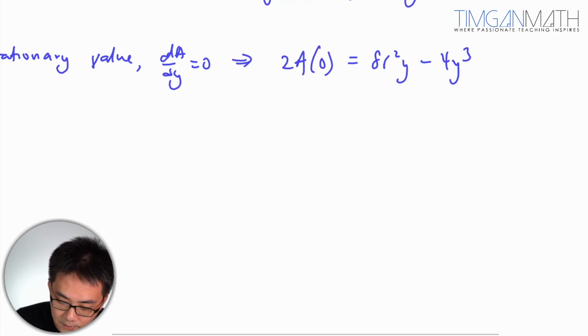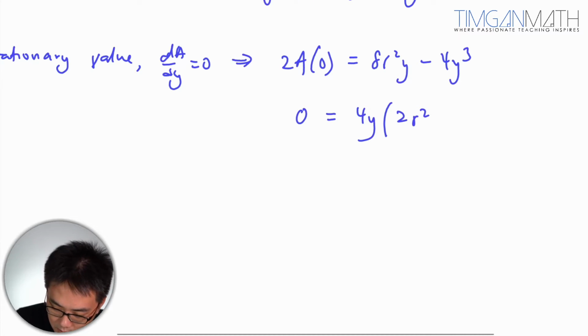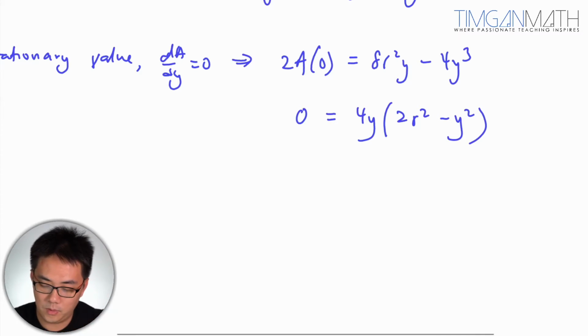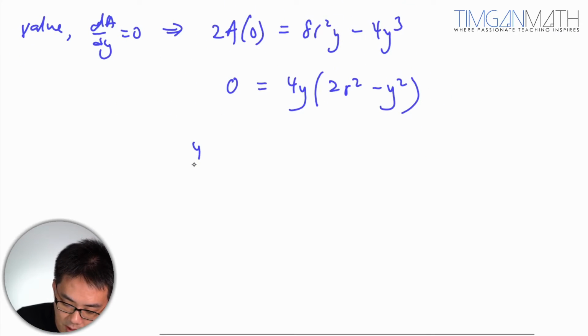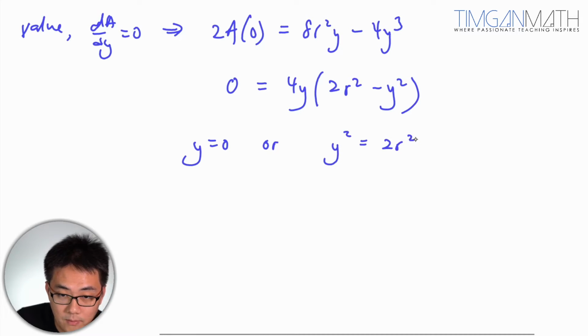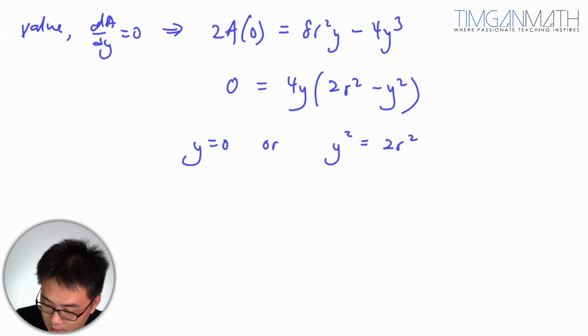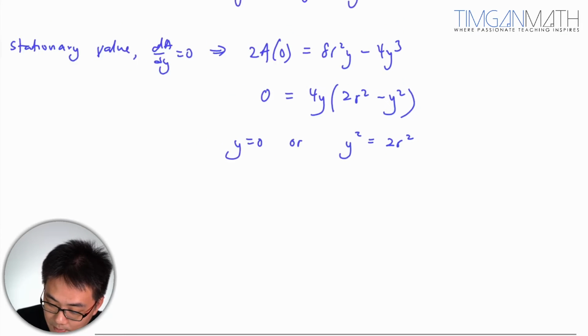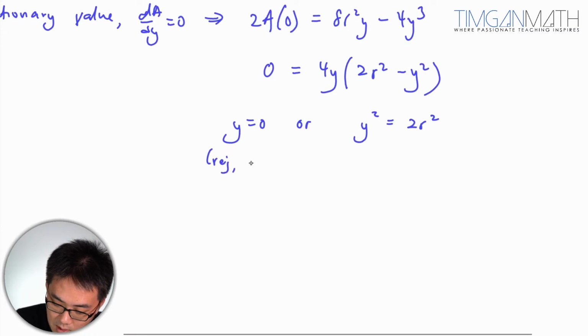Okay, so in this case here, 0 equals 4y times 2r squared minus y squared. So we have y equals 0 or y squared equals 2r squared. So we know that y squared equals 2r squared. The y equals 0 one we reject, as y has to be bigger than 0.